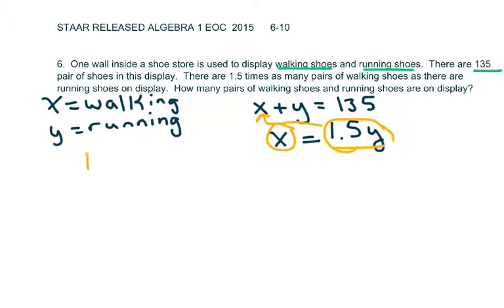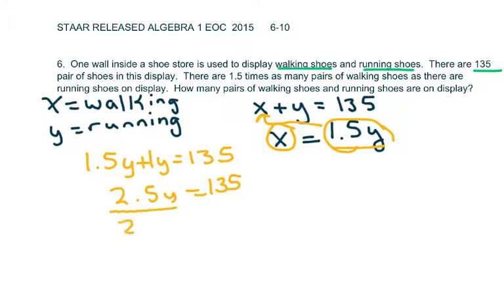So I get 1.5y plus y equals 135. So this is going to be 2.5y, because that's like 1y, equals 135. I divide both sides by 2.5. I use my handy-dandy calculator, and this is going to equal 54. So 54 equals my y, which is my running.